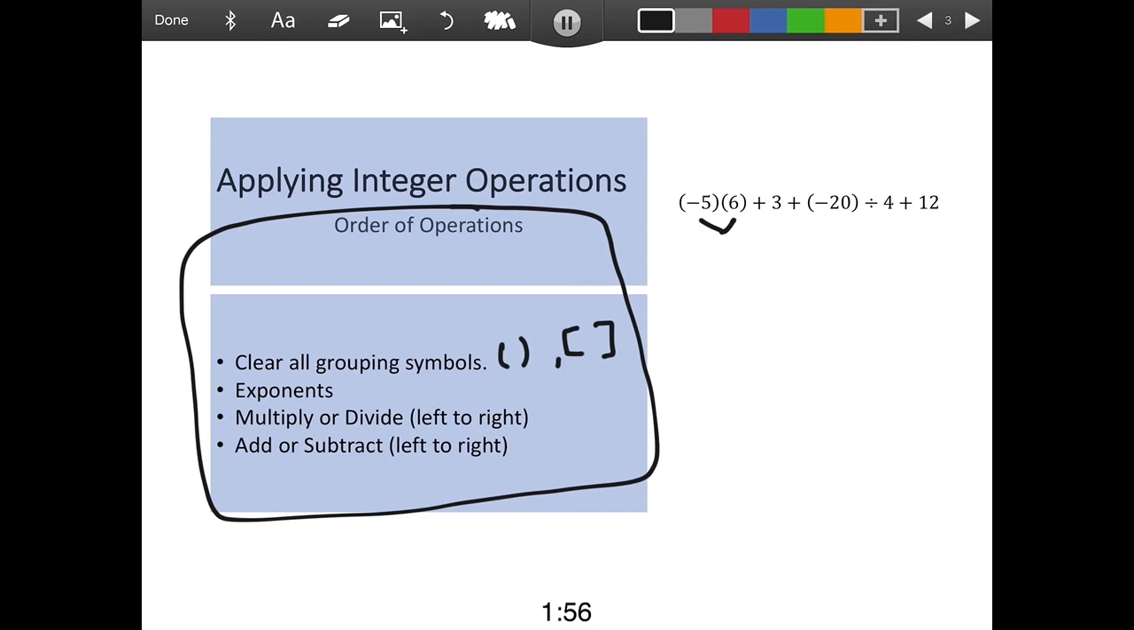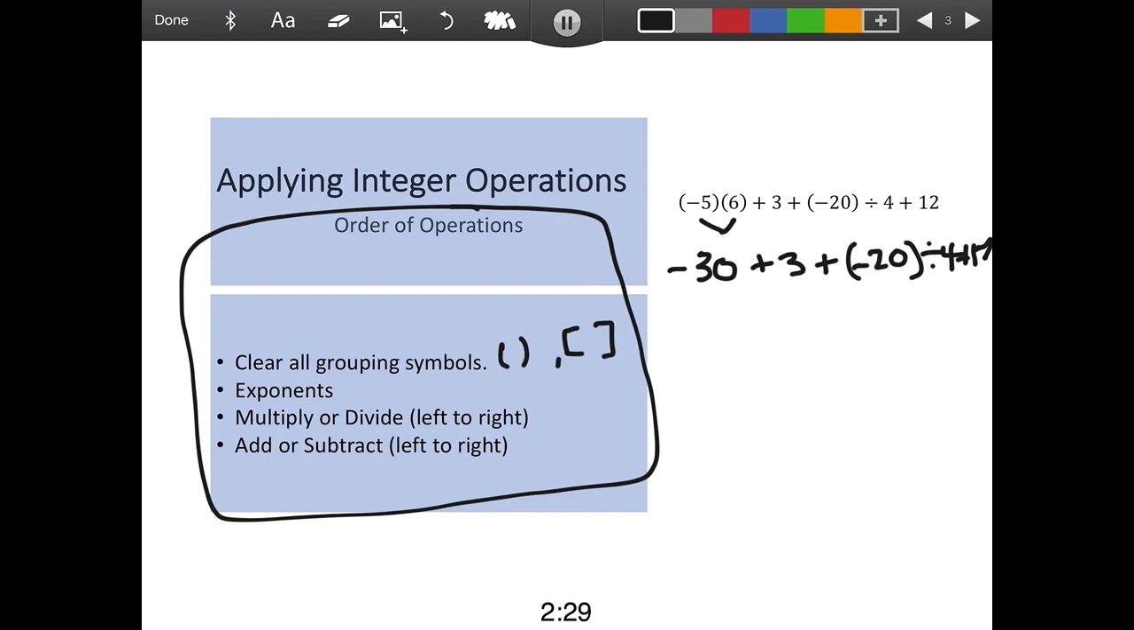And if you recall from activity 3, I'm just going to multiply 5 times 6, which is 30. And then does anyone remember if I have a negative times a positive, what my answer will be? Will it be negative or positive? I hope you said negative. Then I'm going to rewrite the rest of the problem. So -30 plus 3 plus -20 divided by 4 plus 12.